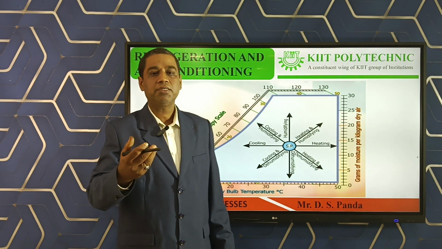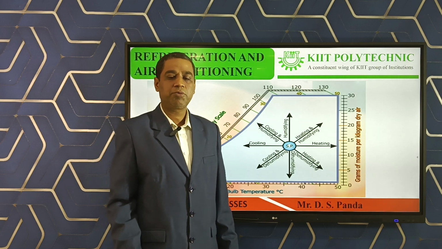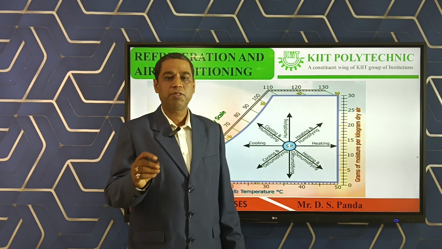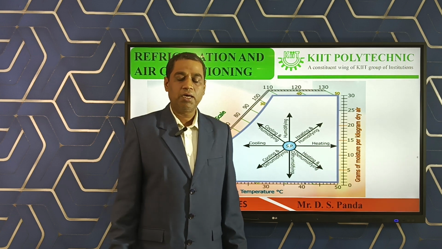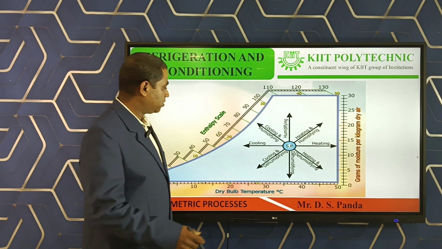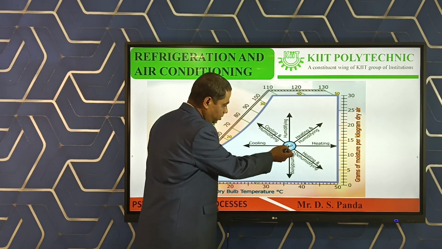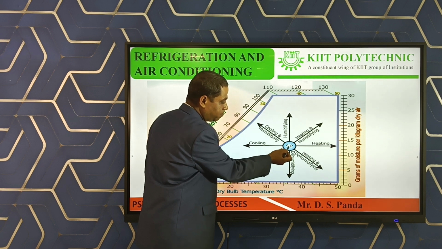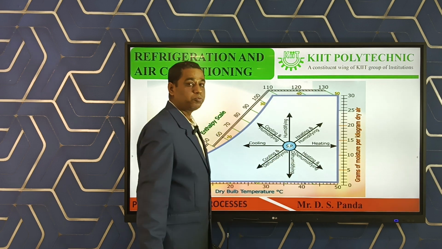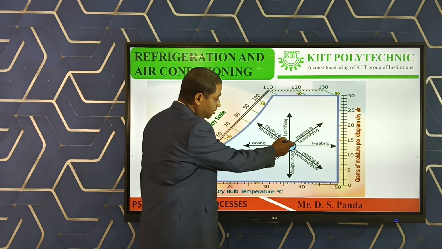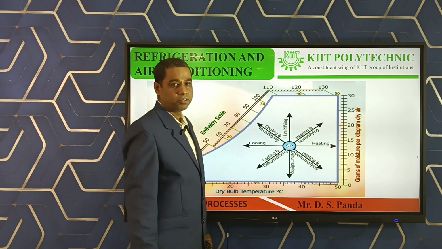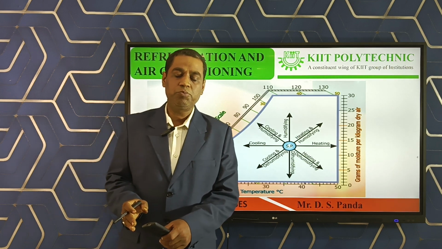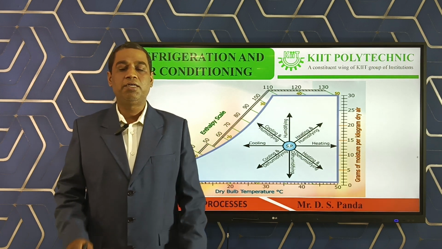The reverse way: suppose at the same dry bulb temperature, if you reduce the specific humidity or moisture of the air, then it is dehumidification. It follows the bottom line. Suppose this is the initial state of the air and this is the final state of the air, that means decreasing the specific humidity at the same dry bulb temperature. Keeping the dry bulb temperature constant and reducing the specific humidity, then it is dehumidification.